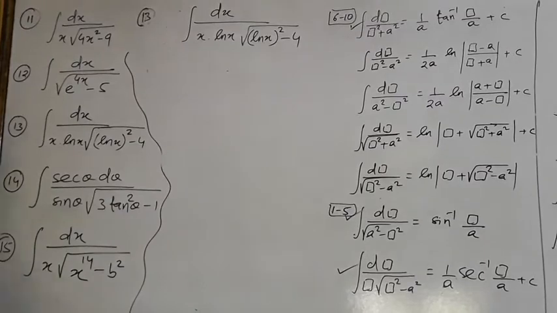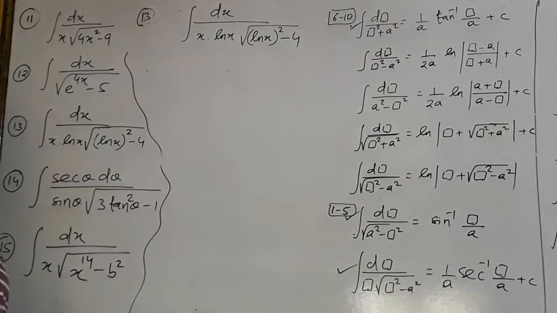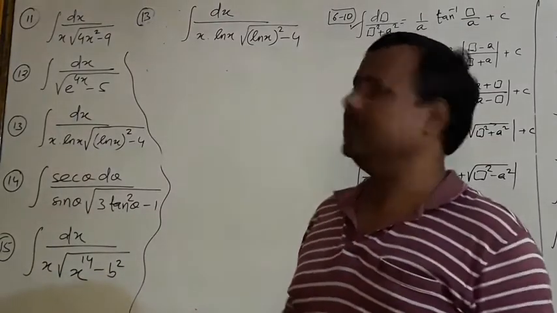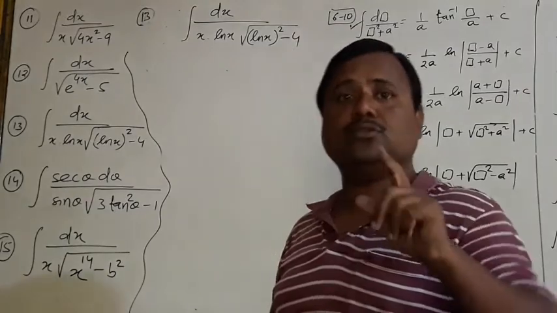Now look here. Inside the root, whose square is this? It is ln x whole square. First, pause the video and try it yourself. After that, you should look.